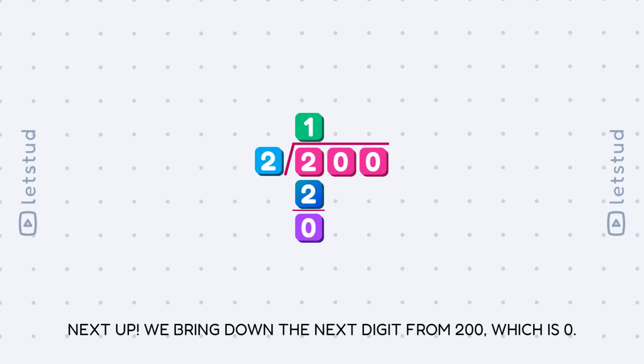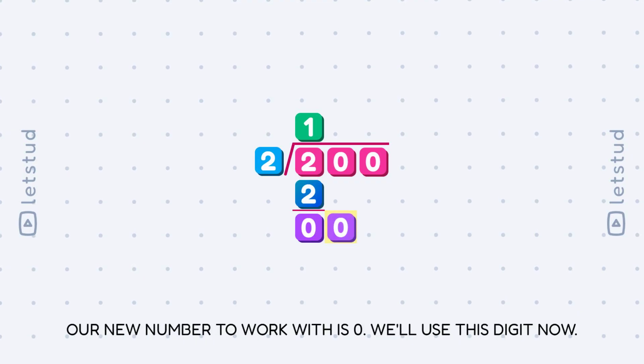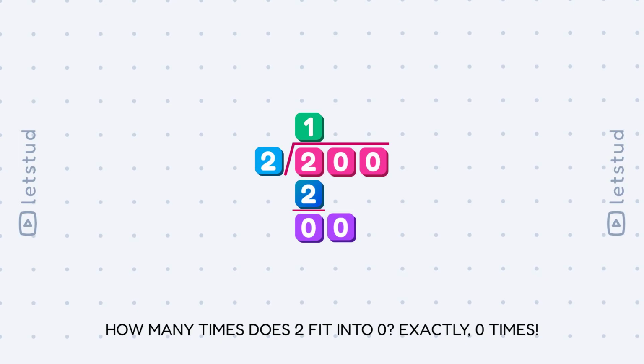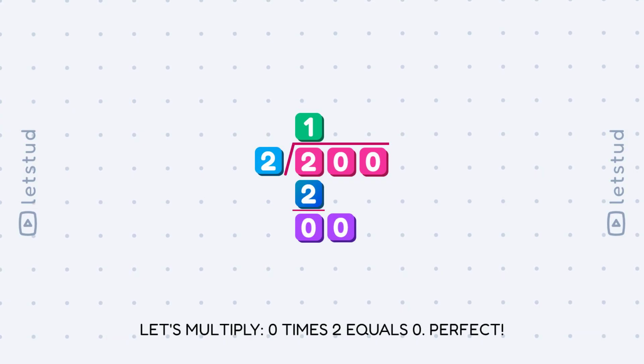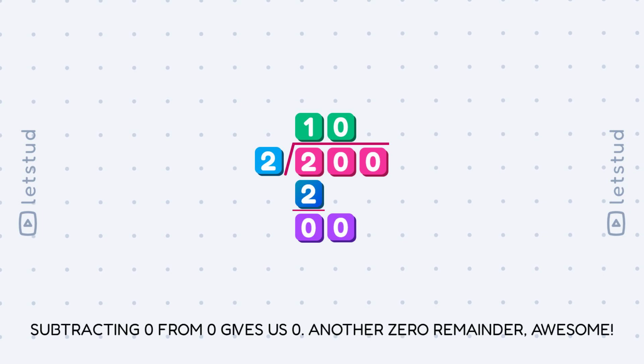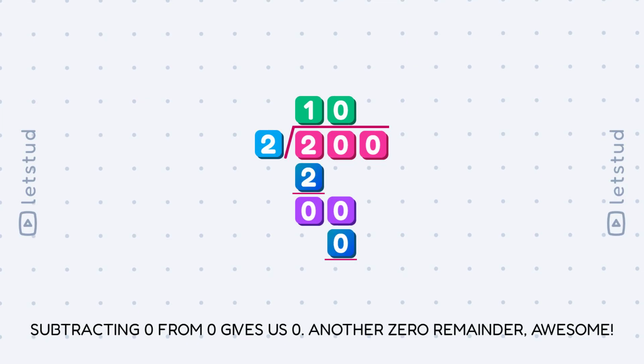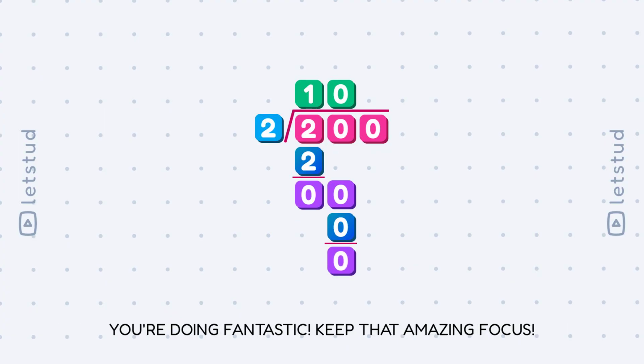Next up, we bring down the next digit from 200, which is 0. Our new number to work with is 0. We'll use this digit now. How many times does 2 fit into 0? Exactly 0 times. Let's multiply: 0 times 2 equals 0. Perfect. Subtracting 0 from 0 gives us 0. Another 0 remainder. Awesome. You're doing fantastic.